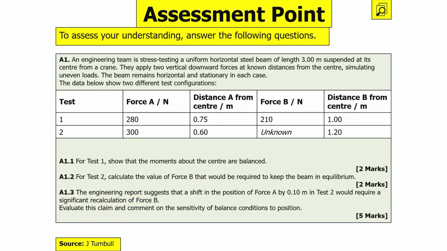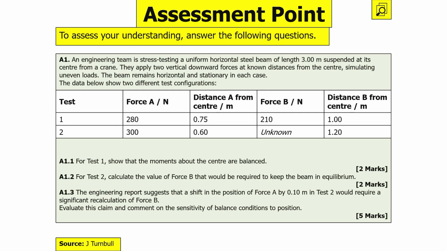An engineering team is stress testing a uniform horizontal steel beam of length 3 meters suspended at its center from a crane. They apply 2 vertical downwards forces at known distances from the center, simulating uneven loads. The beam remains horizontal and stationary in each case. The data below shows 2 different test configurations.